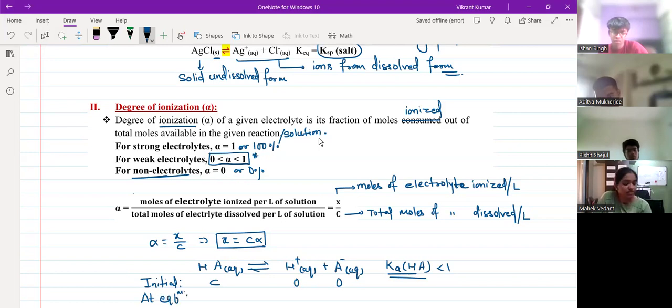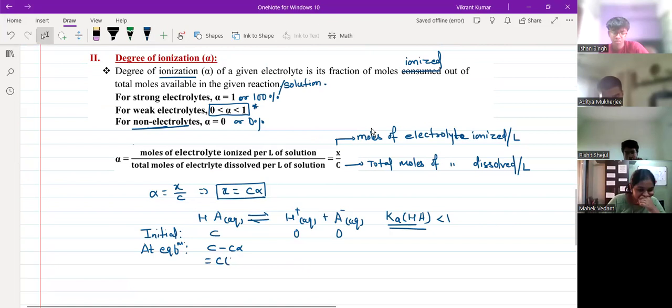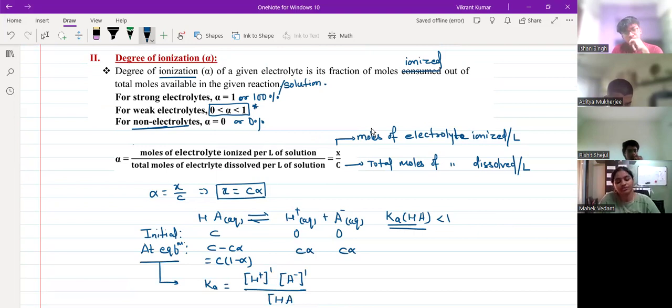So suppose at the start this was C, this 0 and 0. Then at equilibrium, because C alpha has been consumed from C, what remains is C minus C alpha, which is C into 1 minus alpha. This will be C into 1 minus alpha, this will be C alpha, and this will be C alpha. At equilibrium we'll write K equals Q. K will be equal to H plus at equilibrium raised to 1, A minus at equilibrium raised to 1. This is the same thing we were doing in chemical equilibrium, we are repeating it, but now we have different terms: C alpha, C alpha, and C into 1 minus alpha.